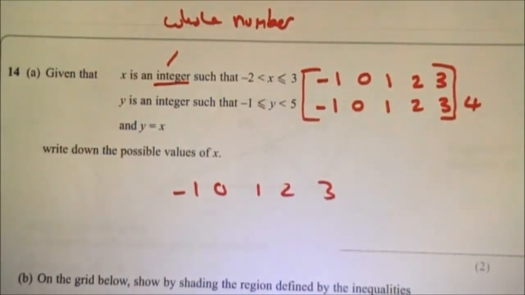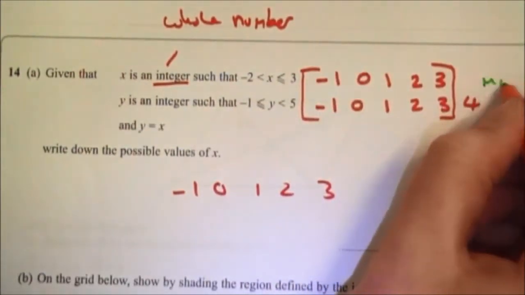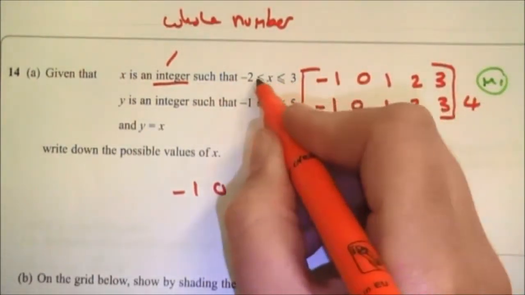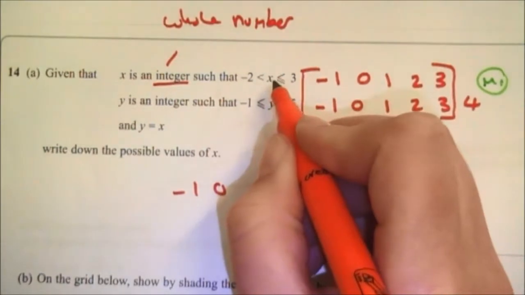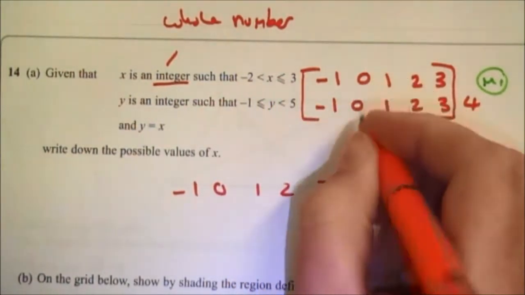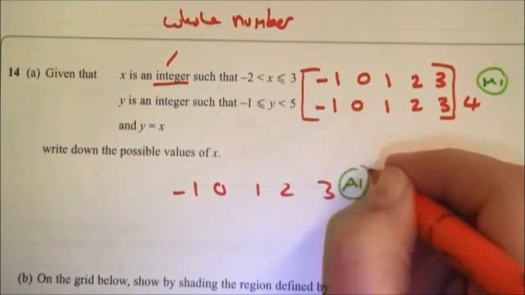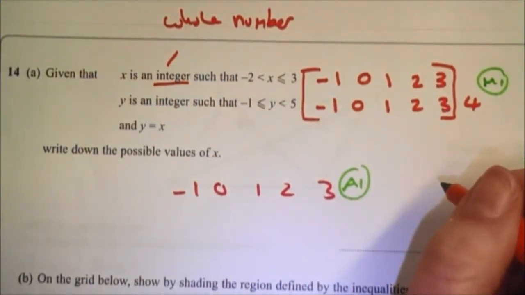It's a 2-mark question. You get 1 mark for listing either the possible solutions to that inequality or the possible solutions to that. Then you get the 2nd mark for listing the correct values.